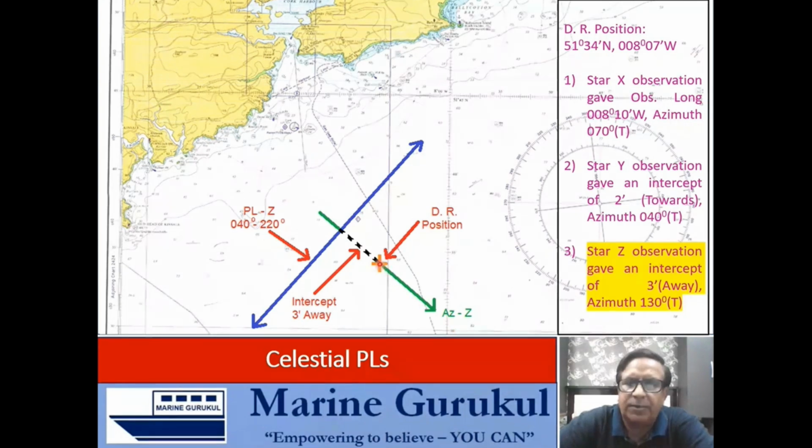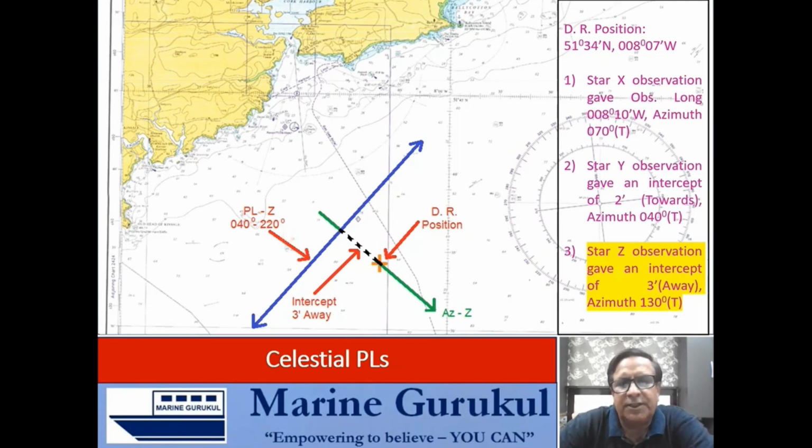Now intercept is away from the body. So from DR, it is not towards the body, it is away from the body in the opposite direction. So we extend this azimuth line in the opposite direction. Mark off a point from DR on this line 3 miles off. This point is the ITP. This represents 3 miles of away intercept. Through ITP, we draw the PL perpendicular to azimuth. And if azimuth is 130 degrees true, direction of the PL automatically becomes 040 to 220 degrees true.